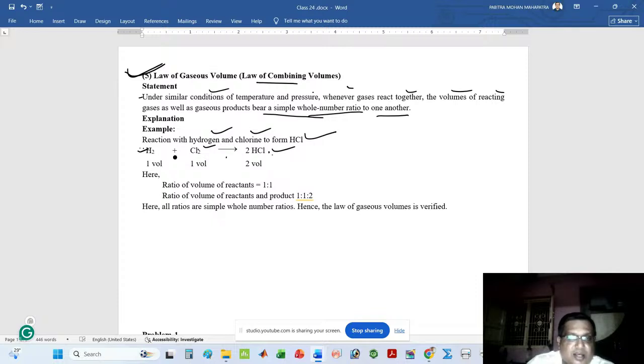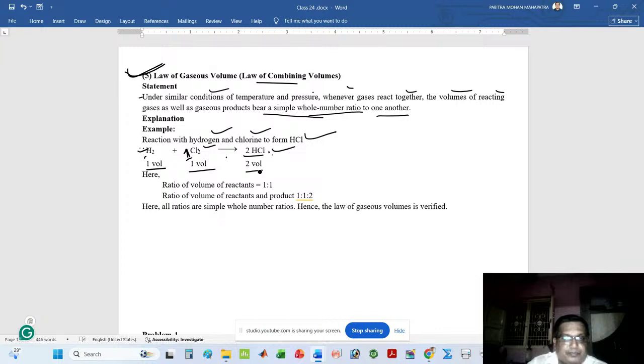Now apply the concept. That means you can also find this concept in volume relation, that means in the stoichiometry concept. Look at that, here the coefficient is 1, nothing means 1. So here I have written 1 volume. Here also the coefficient of chlorine is not given, that means 1 is present. So here I can write 1 volume. Here 2 is present, so here I have written 2 volume.